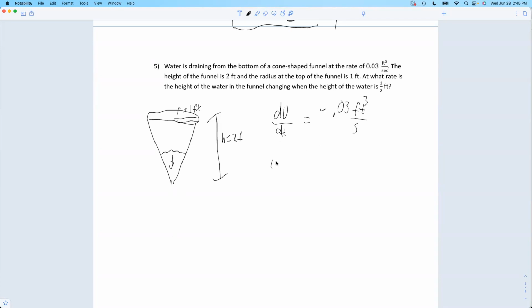I want the change in height. So maybe we'll call this R0, H0. That's the maximum radius, maximum height. I've got some height and some radius that are both functions of time here. As this thing goes down, the height's going down. And as the height goes down, I get smaller and smaller cross-sectional circles. I want to know how quickly the height is changing, dH/dt, at a particular moment in time, when h equals 1/2 foot.